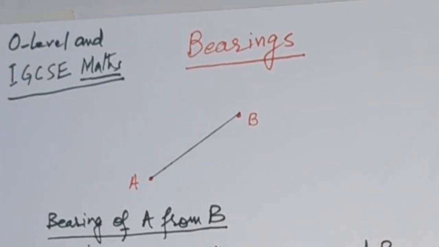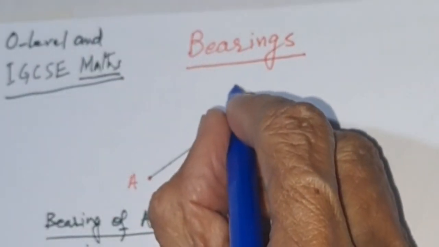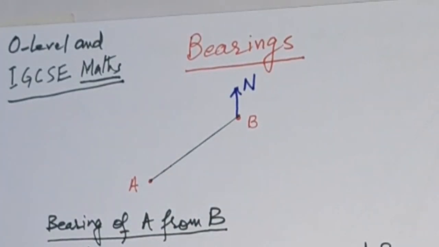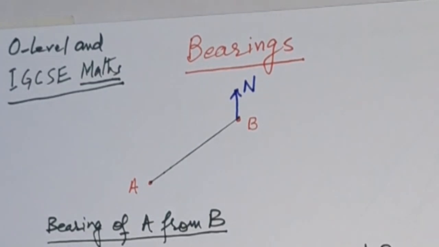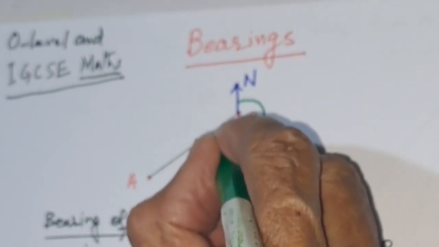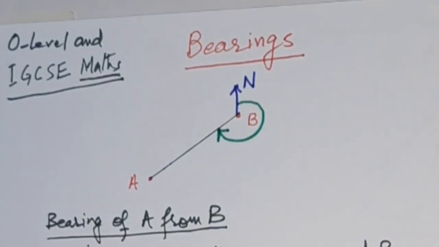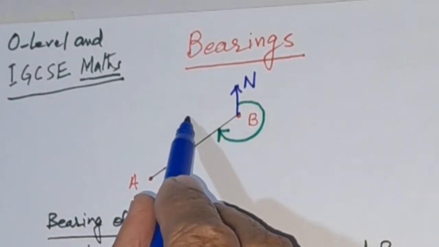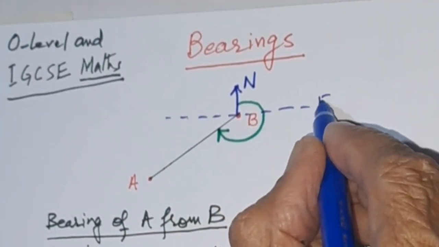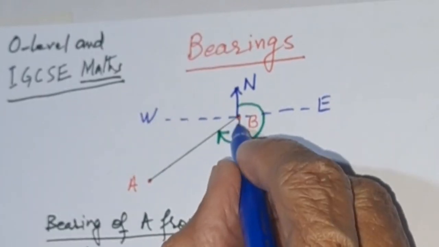If I have to draw a northern arrow at B, then that arrow will be this arrow. You already know that north is always upwards from any point. And then if I have to mark the bearing of A from B, then this green arc is going to be the bearing of A from B. And as we already know, we can also draw the directions of north, west, east and south at any point.